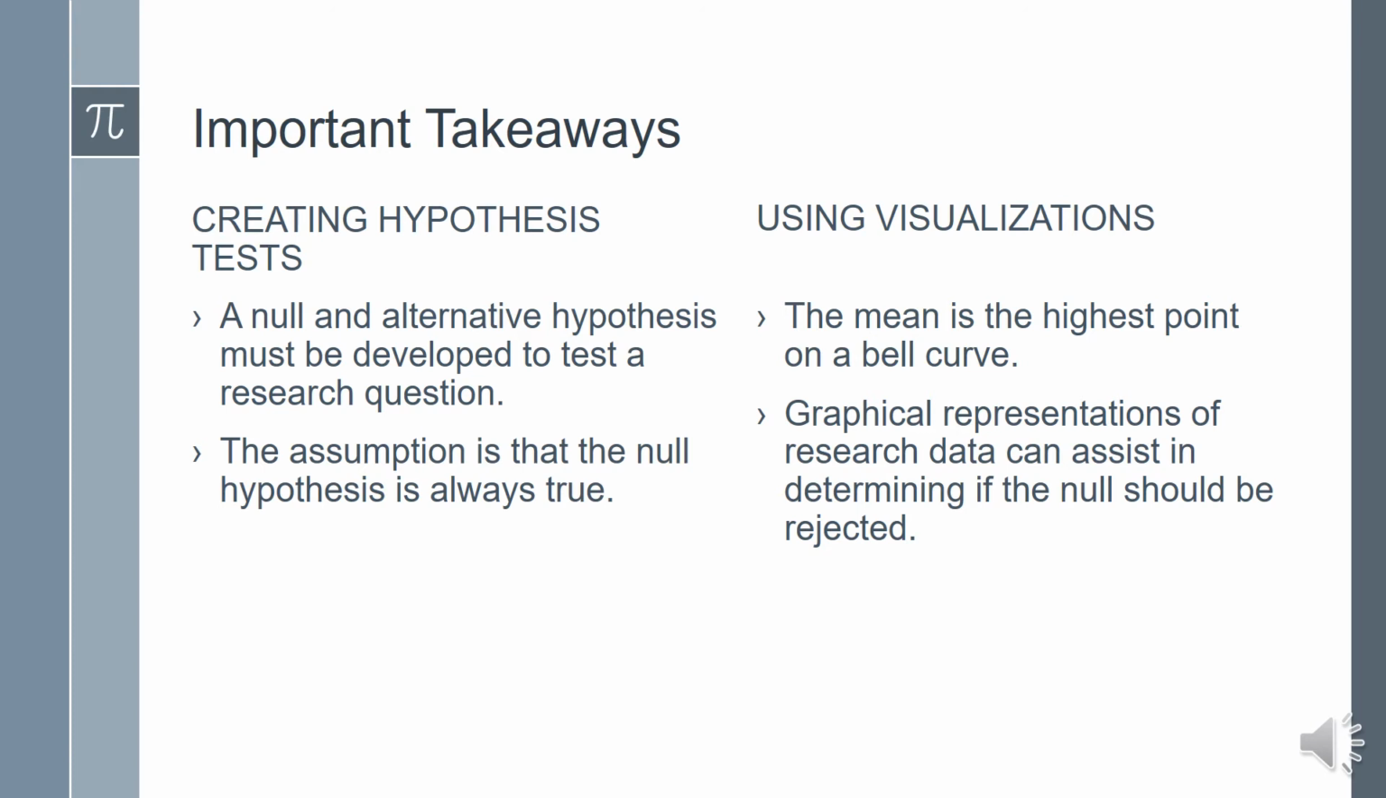The important takeaways we have, firstly, in relation to creating hypothesis tests, is that a null and alternative hypothesis must be developed to test a research question. And also that the assumption is that the null hypothesis is always true. And then secondly, in terms of using visualizations, we find that the mean is the highest point on a bell curve, and also that the graphical representations of research data can assist in determining if the null should be rejected.